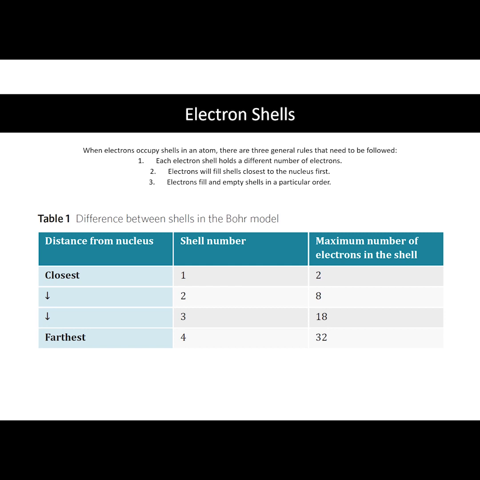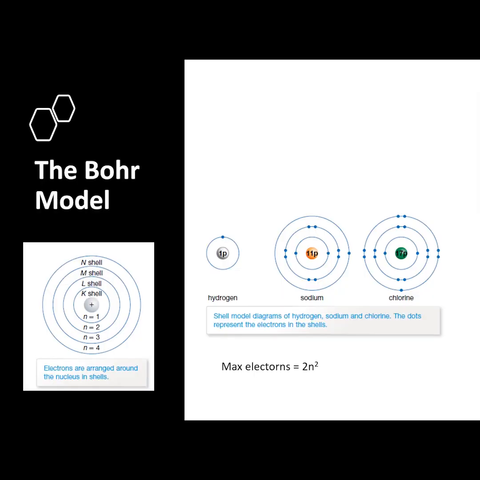Below we have a table of the first 4 shells. In shell 1, it can hold a max of 2 electrons. In shell 2, 8, and 3, 18, and 4, 32. In the next slide, we'll see this is the Bohr model, which is basically a simplified version of other models of atoms, electron configurations.